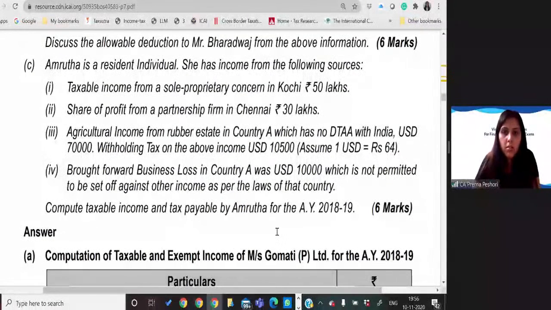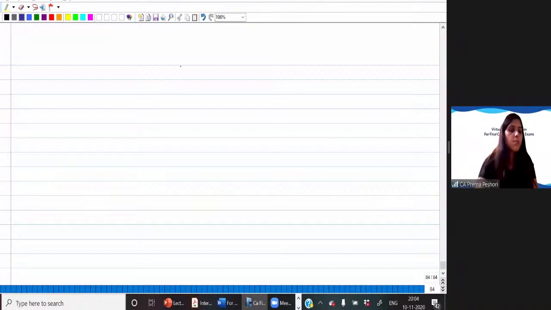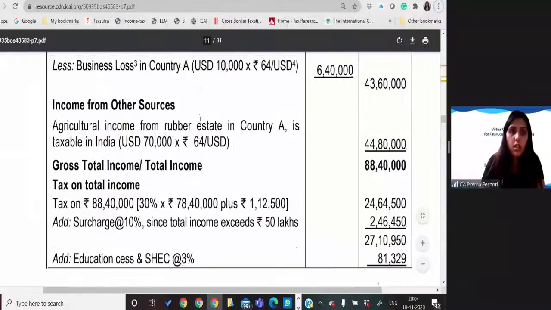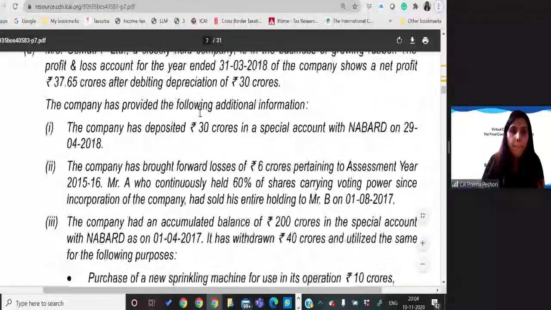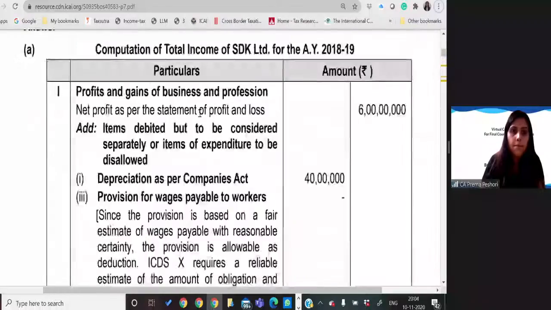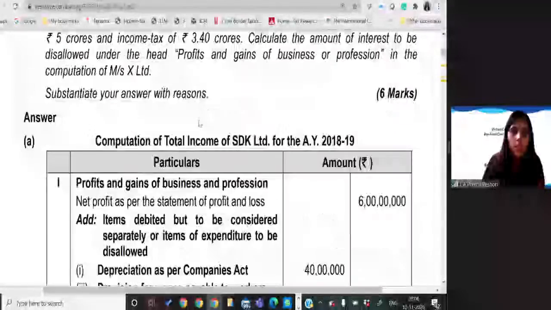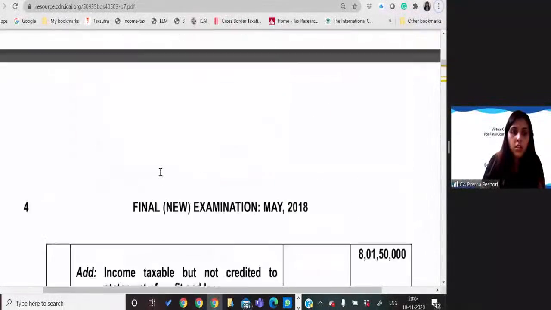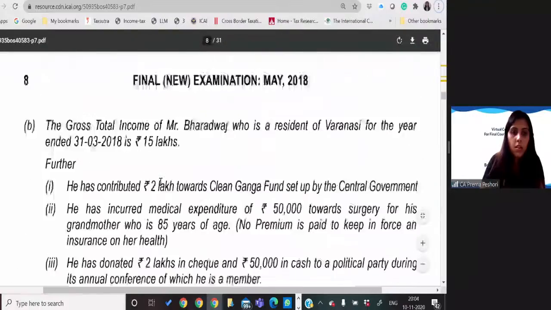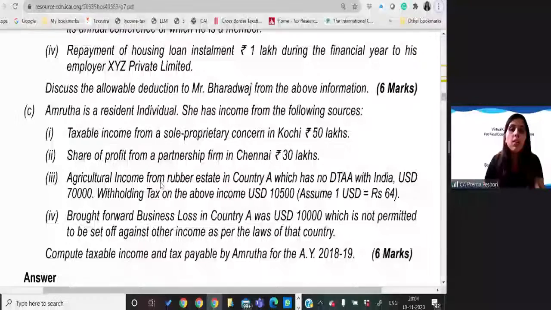Okay, let's solve it together. So in this particular case, they have given us the information that Amruta is a resident individual and she has the following sources of income. Let me open up that question again. Yes. Taxable income from sole proprietary concern in Kochi.